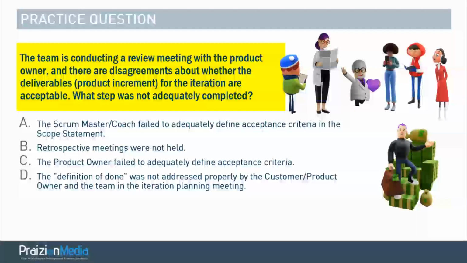All right, we normally have a countdown. So 3, 2, and 1. Let's take a look. Now, taking a look at this question one more time, it reads, the team is conducting a review meeting with the product owner, and there are disagreements about whether the deliverables, in other words, product increment, for the iteration are acceptable.